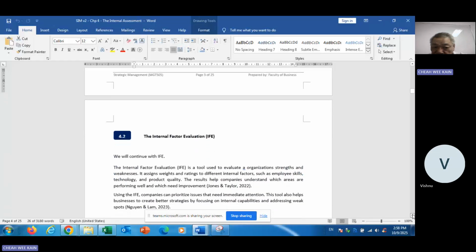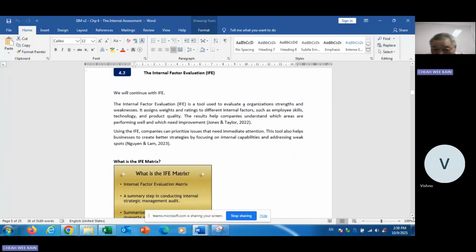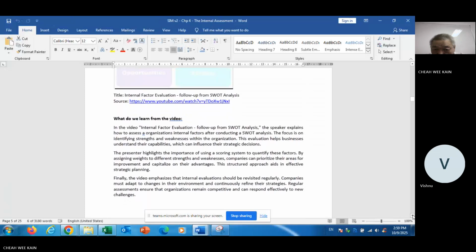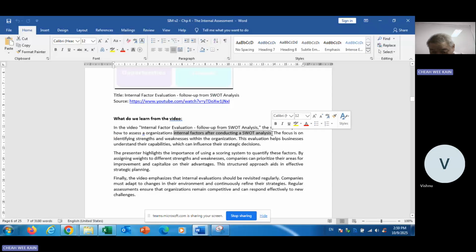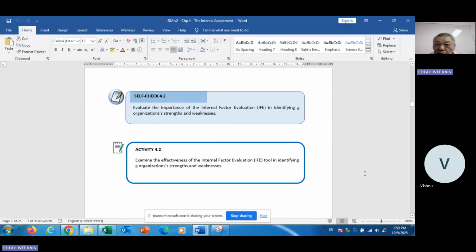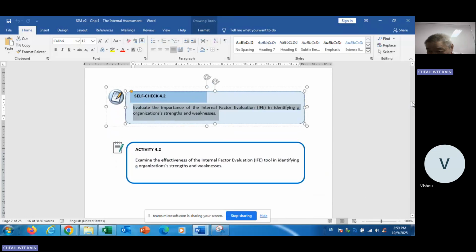Okay. Now let's look at 4.2. I want to introduce one tool called the internal factor evaluation. It is used to evaluate the strengths and weaknesses. This is the tool. How to do that? There's a video for you to watch on how to use the internal factors after conducting a SWOT. So after you finish a SWOT, you may want to do an IFE, as we call it. The IFE gives you a scoring point, and you can follow this scoring to find where your weaknesses are and where the most important strengths are. I encourage you to look at the video. So, evaluate the importance of using the IFE. Let's look at the answer, 4.2.